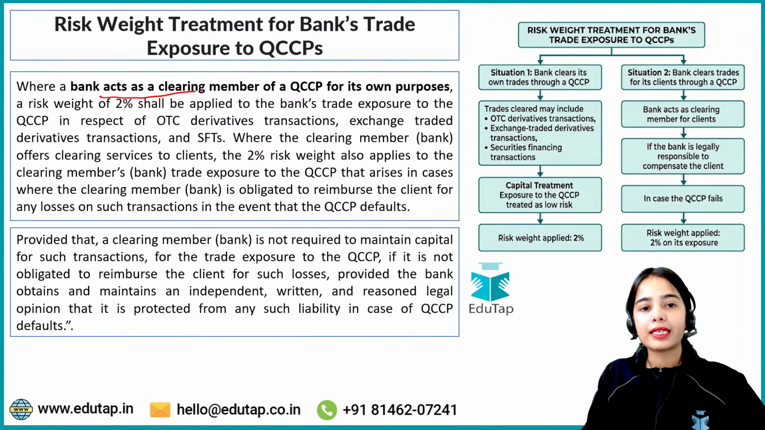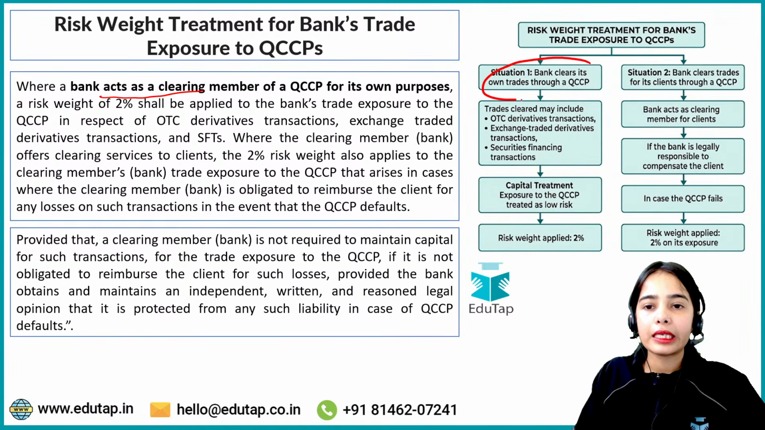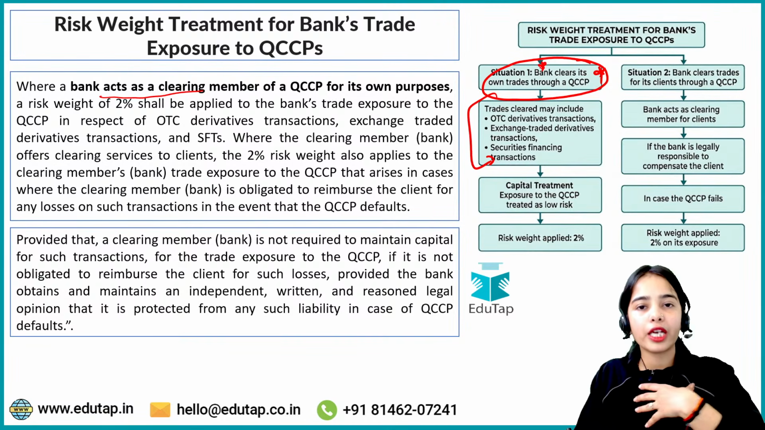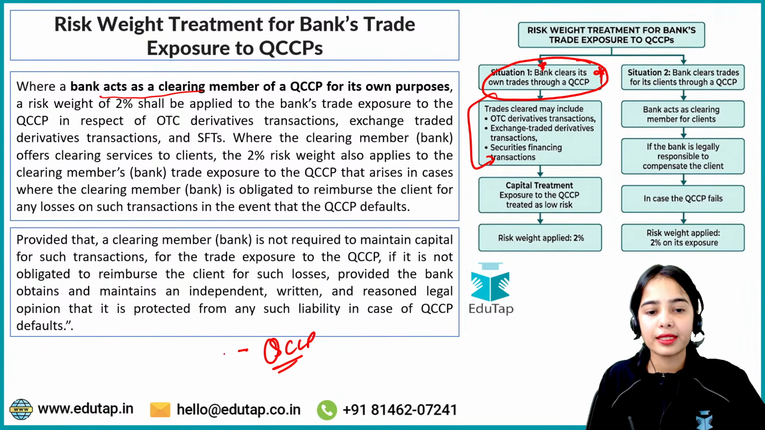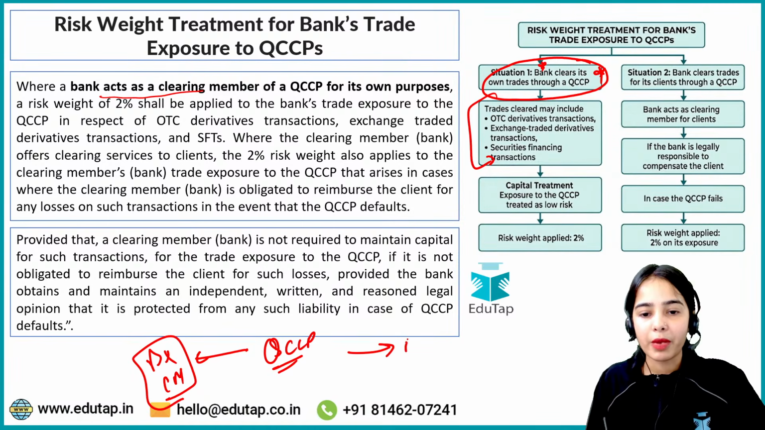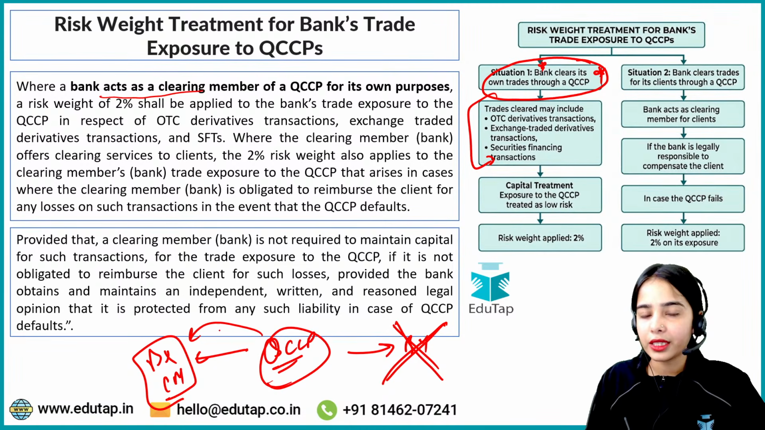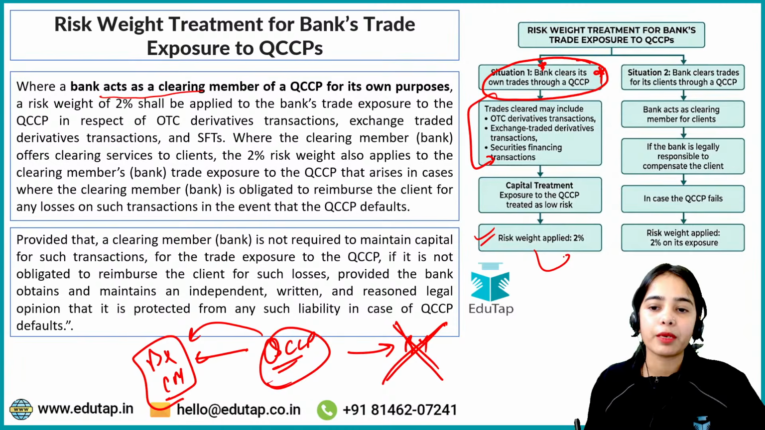So where a bank acts as a clearing member, if the bank is clearing its own trade through the qualified central counterparty, that means there is a qualified central counterparty in between bank X, which is acting as the clearing member, and bank Y. So if bank Y defaults, there is still a qualified central counterparty that can handle and complete the trade. So in this case, the risk weight applied is 2%.